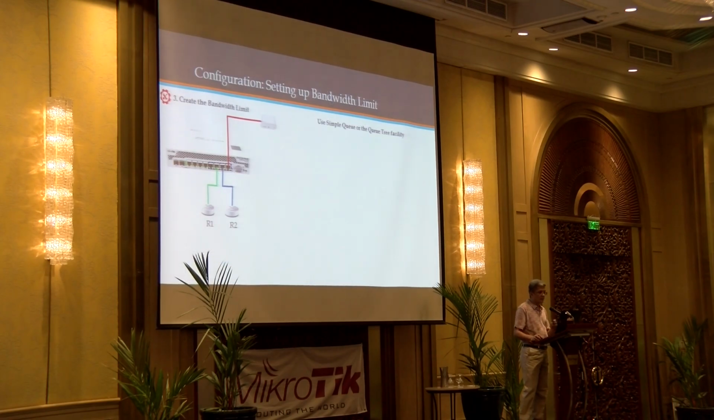Now, limiting the bandwidth is very easy with Mikrotik. We can use simple queue or the more complex queue tree, but in this demonstration, I will just use simple queue for simplicity's sake. So we will be using 2 rules for each network, 1 for the downstream and 1 for the upstream. It gives us more control, okay?